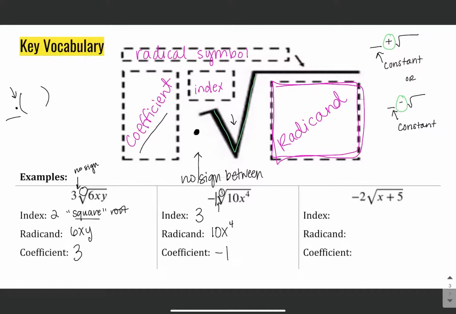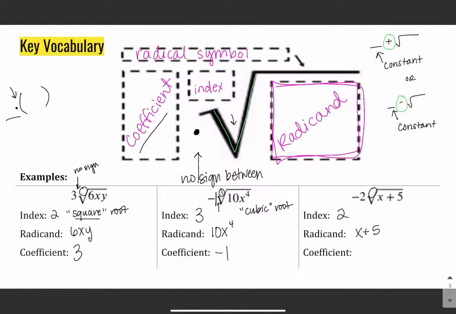All right, last but not least. So what's my index? Well, notice there's no index written, so what do we assume that it is? We assume the index is 2 because this is going to be a square root. Just to come back to the second example, what type of root would it be called if my index is 3? Hopefully you said cubic root. So remembering that number, the index, indicates what type of root it is. What's our radicand? It's going to be x plus 5.